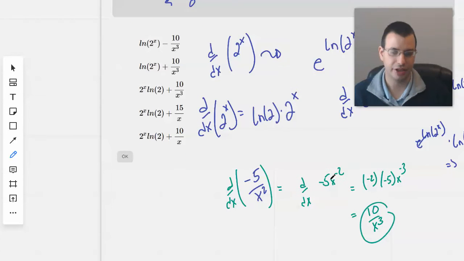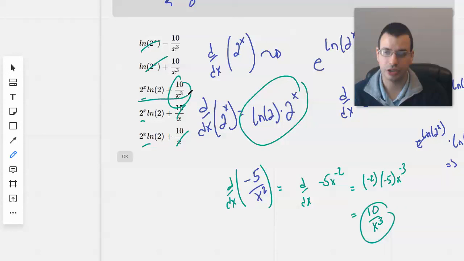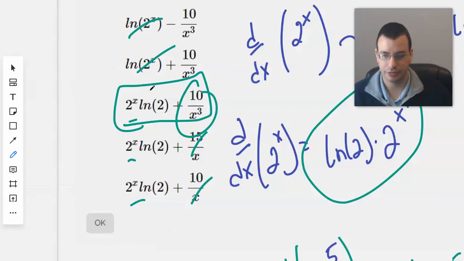So when we combine everything, and then we have 0, we should have 2 to the x natural log of 2, and then 10 over x cubed. Okay, so not these ones. This one, not that one, not that one. So this right here would be our answer.